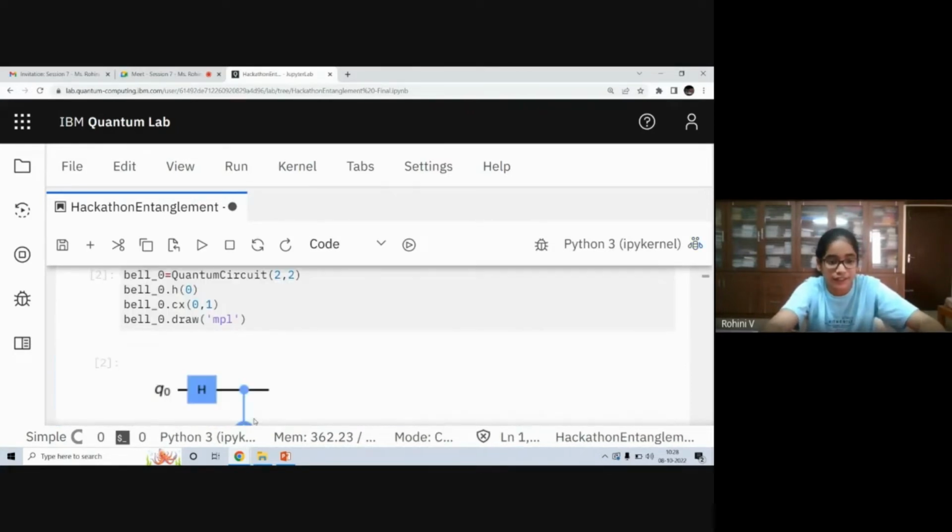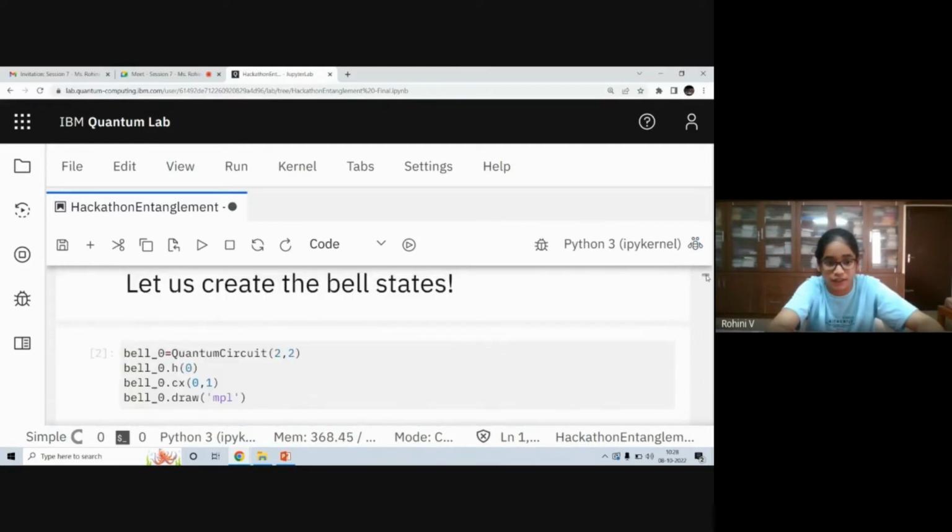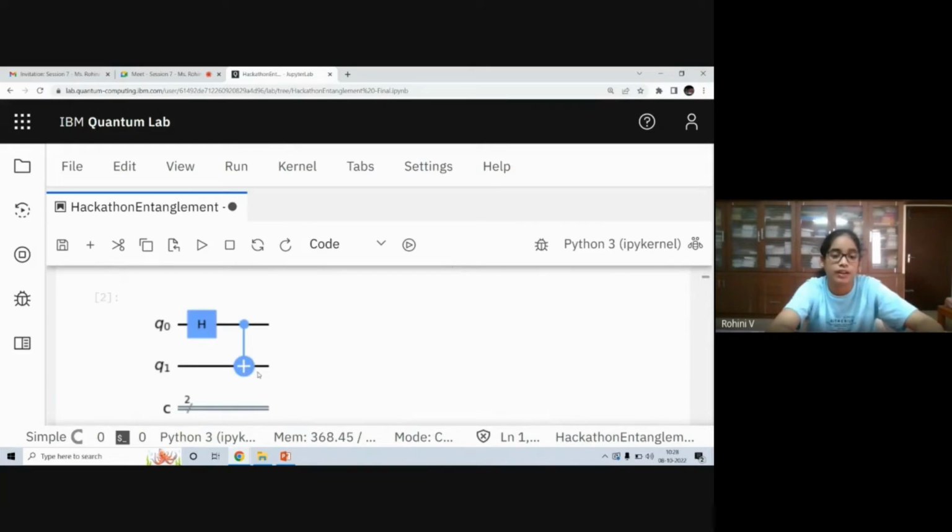So when you run it, yes, you will get this one, and this is our first entangled Bell state. So moving on.